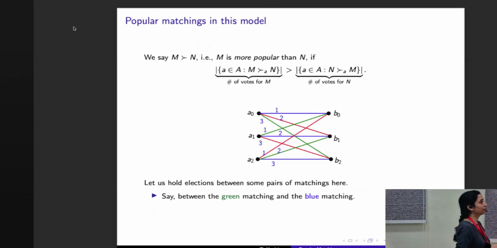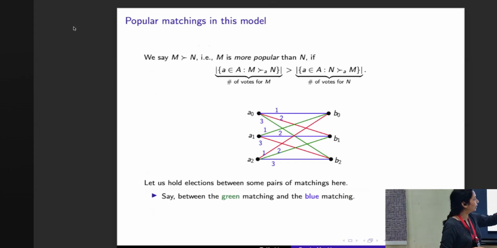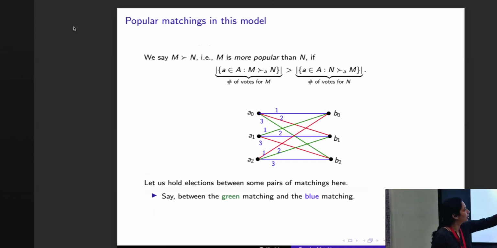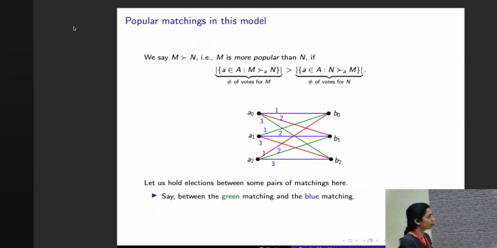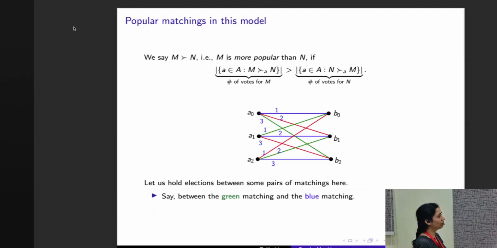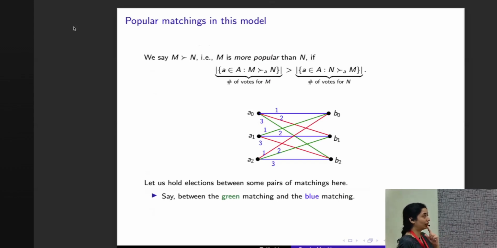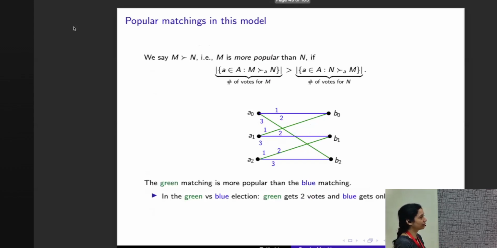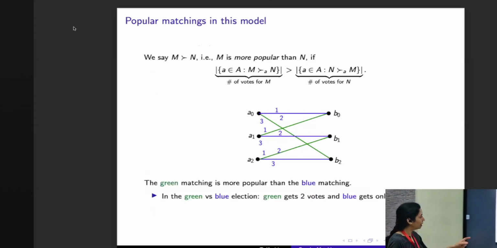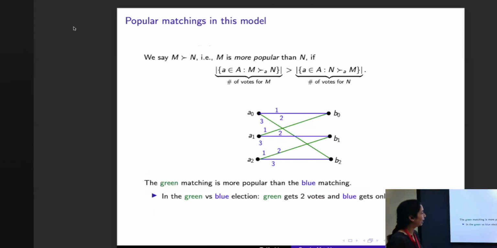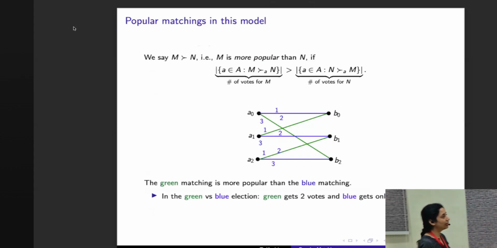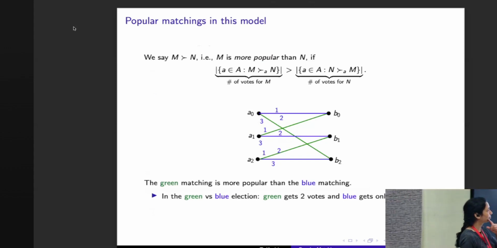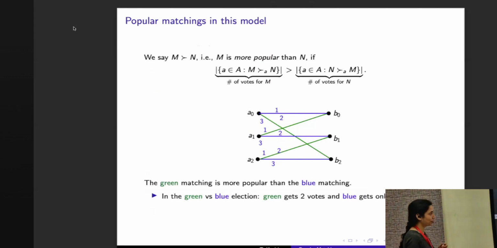So let's look at this instance where there are three agents, A0, A1, A2, and all of them have the same preference order. B0 is the top choice, B1 is the second choice, B2 is the third choice. So I have considered three different perfect matchings here. One is a blue matching, one is a green matching, one is a red matching. Is there a popular matching here? We want to claim there is no popular matching. Let's look at elections between the green and blue matchings, for instance. So the green matching wins 2 votes, the votes of A1 and A2. Both A1 and A2 prefer the green matching to the blue matching. Why is this? Yeah. So just compare.